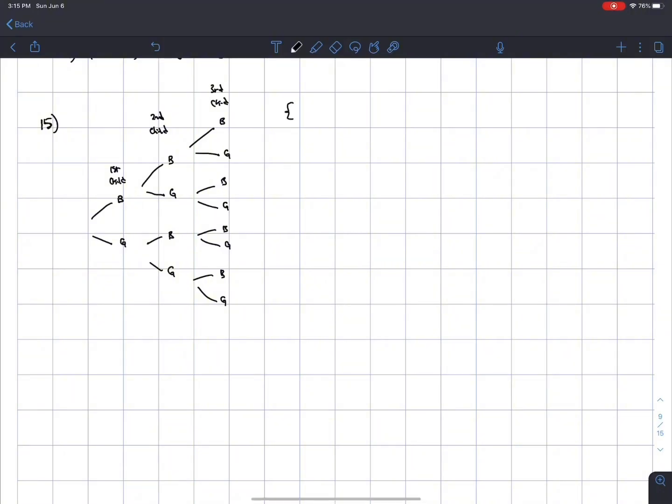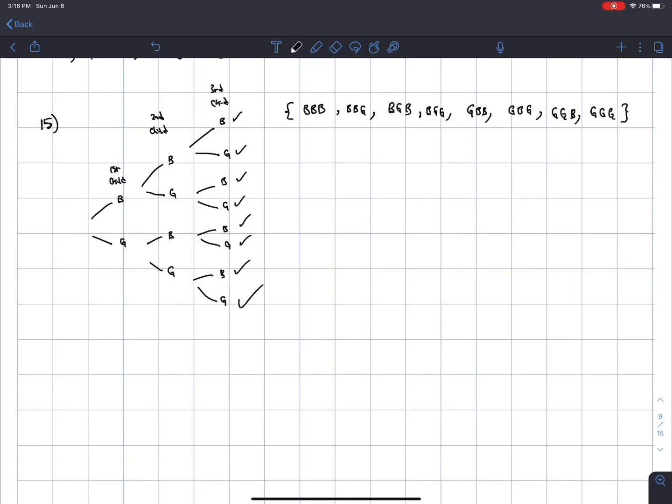So now we can write out our sample space: boy, boy, boy for this one, and then boy, boy, girl, boy, girl, boy. So you can go back to the branches to figure out what it is, right? And then the next one is boy, girl, girl. And then girl, boy, boy. Girl, boy, girl. Girl, girl, boy. And the last one is girl, girl, girl.